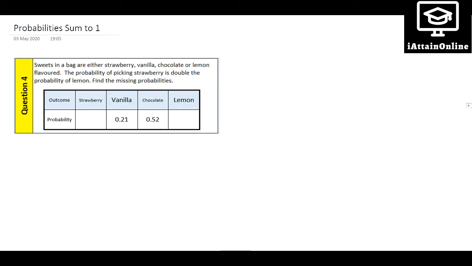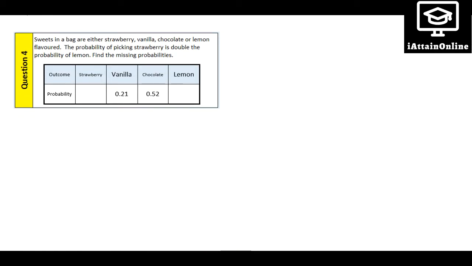Okay, last example. These tend to catch people out. Again, there are 2 things missing. The options for the sweets are strawberry, vanilla, chocolate and lemon. But there are 2 things missing, and we need to find out what those are. So, reading the question, the probability of picking strawberry is double the probability of picking lemon.